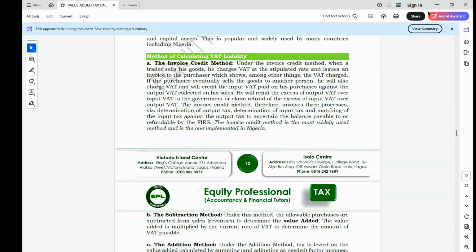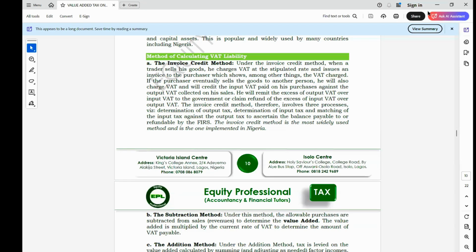So today we'll continue from where we stopped, which is the value-added tax. We'll continue with the note aspect before we go to the calculation.